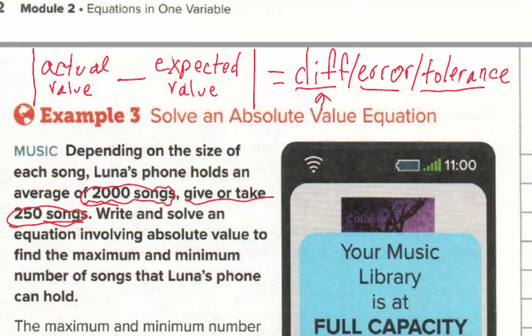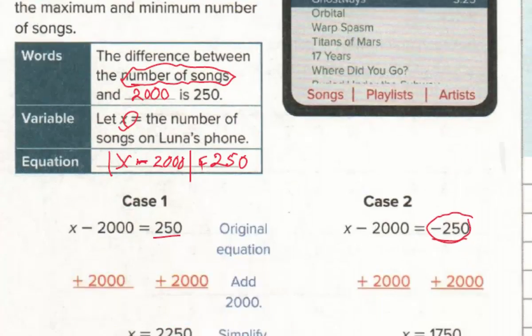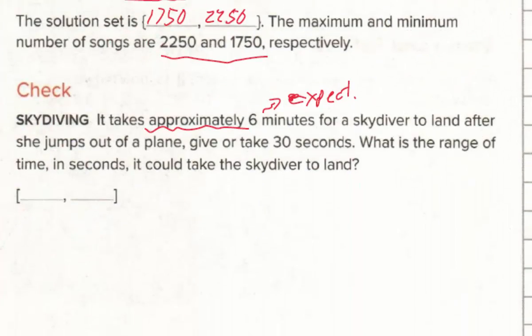We have actual minus expected equals some kind of tolerance, difference, or error in our calculation. So that sounds like an expected value. Give or take 30 seconds, that sounds like the error. So over 30 or under 30 from the expected value. What is the range of time in seconds it could take the skydiver to land? Now, some of you could probably answer this without actually writing the equation, but you want to get in the habit of writing the equation.